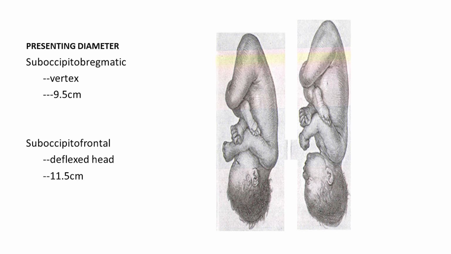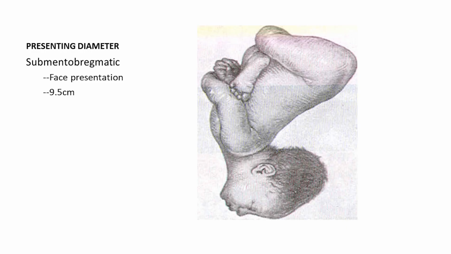This diagram just shows the normal presenting diameter, that is the suboccipitobregmatic diameter, the vertex presentation, which is 9.5 centimeter. The second picture on the right shows the suboccipitofrontal diameter, which is the deflexed head, with a diameter of 11.5 centimeter. Now this diagram shows face presentation with a presenting diameter of 9.5 centimeter, and it is said to be a submentobregmatic diameter.